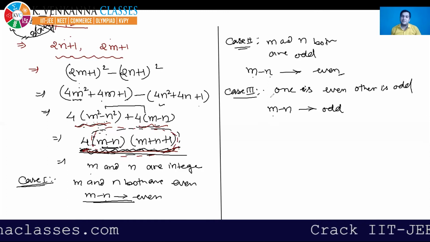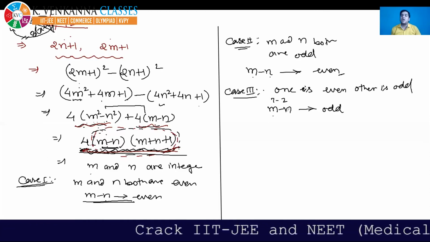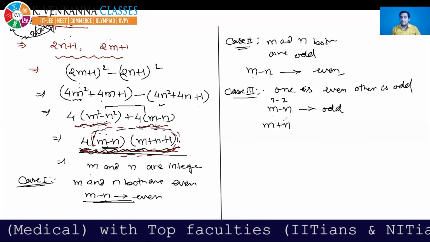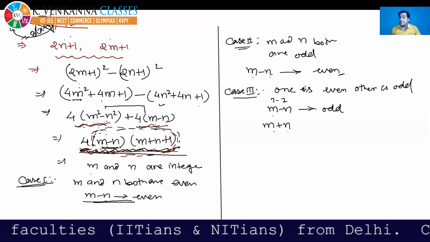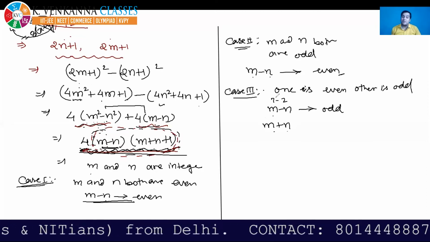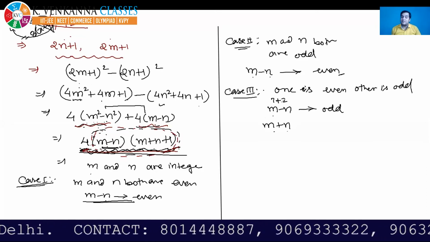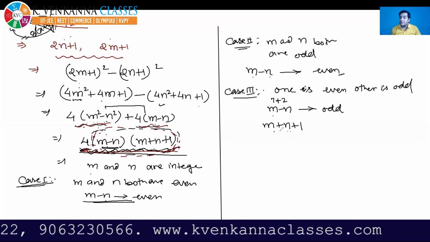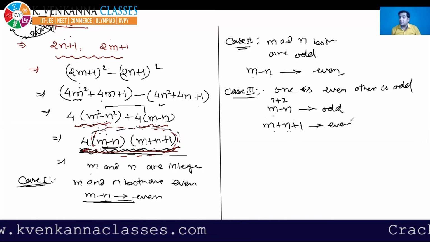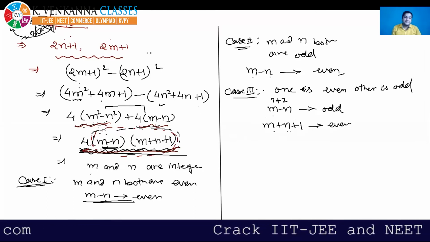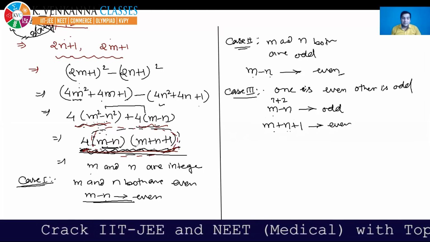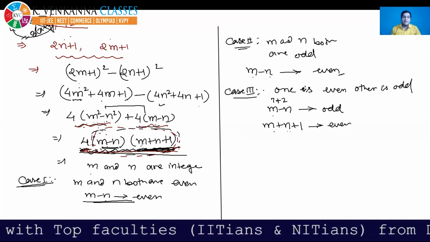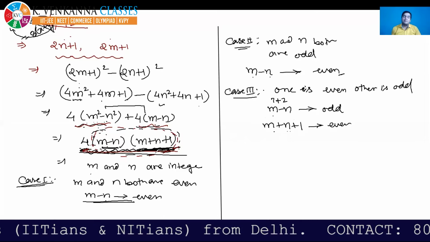You can take the example 7 minus 2, which is an odd number. But see m plus n. What will be m plus n? It will also be an odd number, because odd plus even, 7 plus 2, is 9, an odd number. But if we add 1, then it will be an even number. So in this case, m plus n plus 1 will be an even number. So if m plus n plus 1 is an even number, then this total will be a multiple of 8.